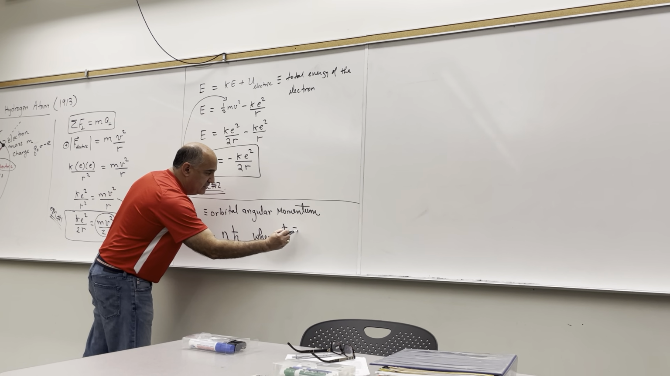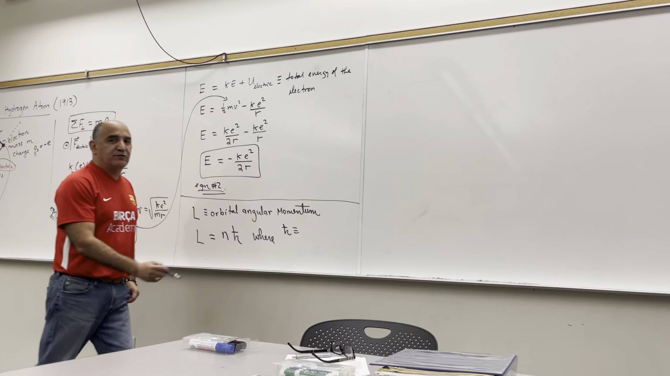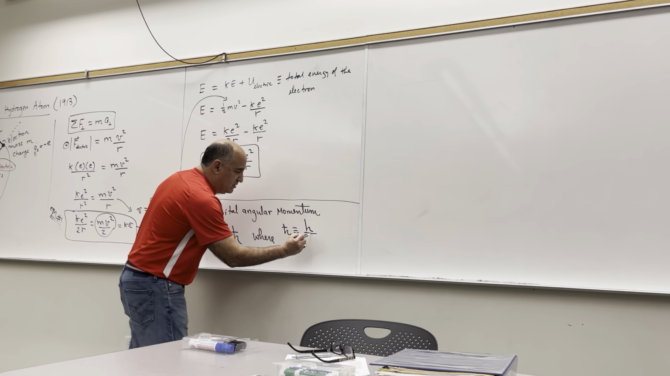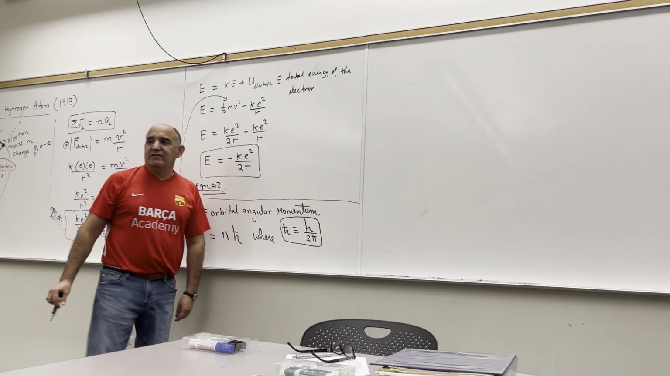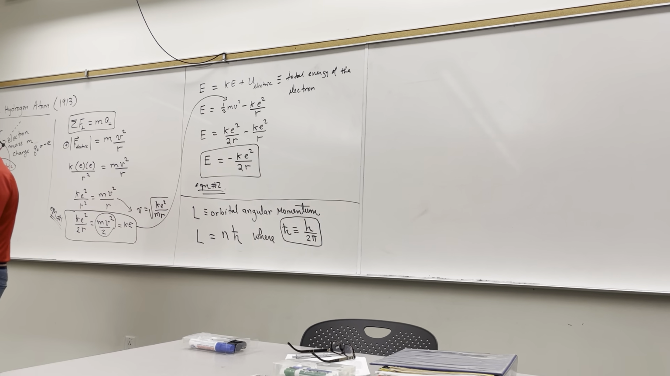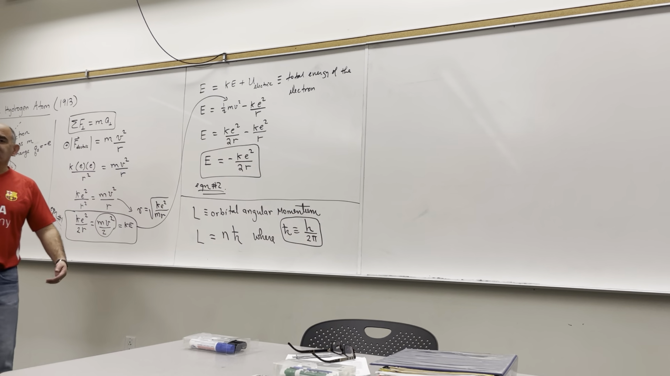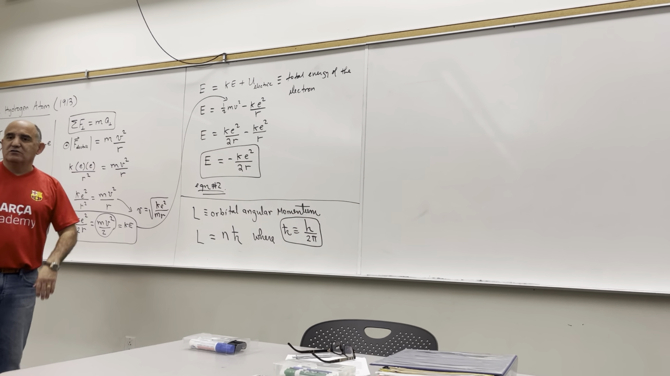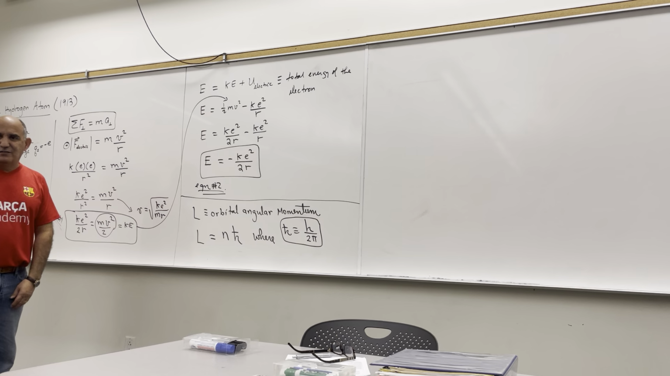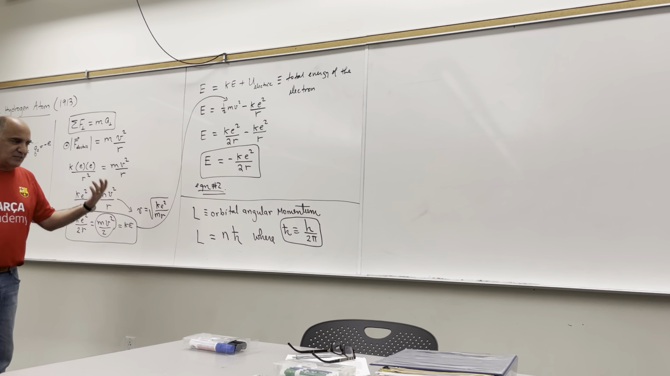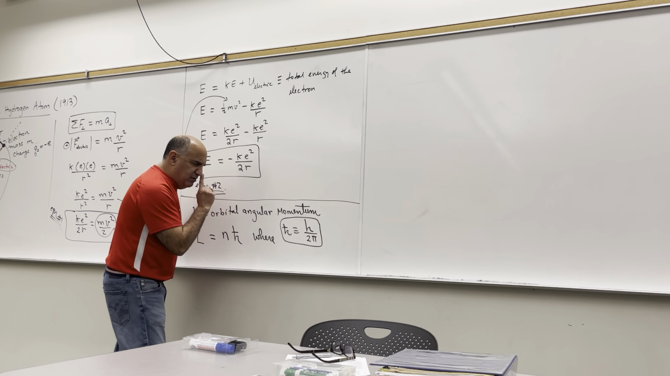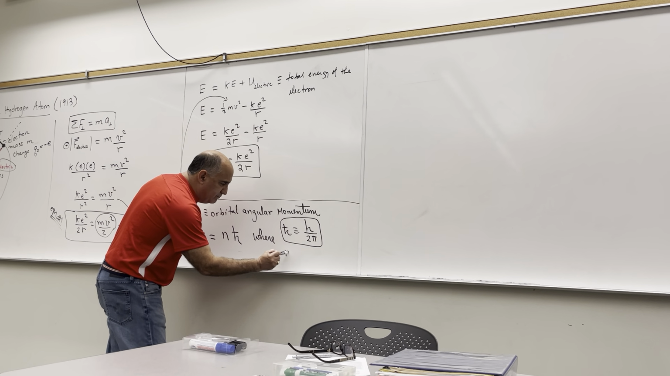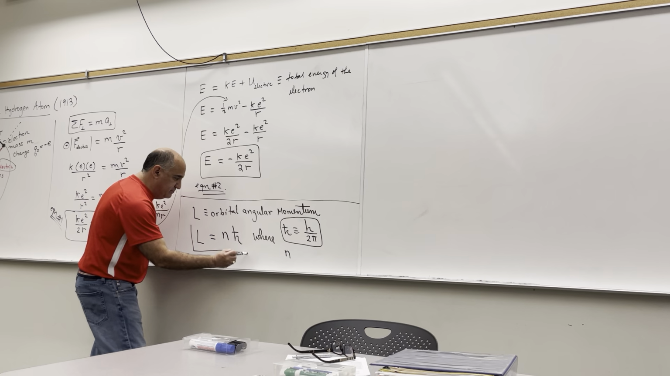H bar is shorthand notation for h over 2 pi, Planck's constant divided by 2 pi. It shows up so often that people got lazy, and instead of writing h over 2 pi again and again, they just called it h with a bar across. It's just defined as Planck's constant divided by 2 pi. I don't think Niels Bohr introduced that, but he introduced this here.